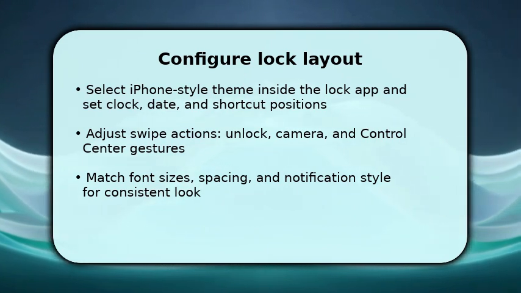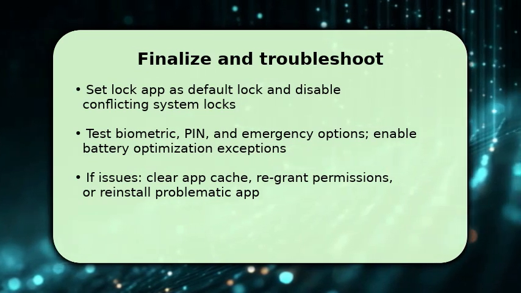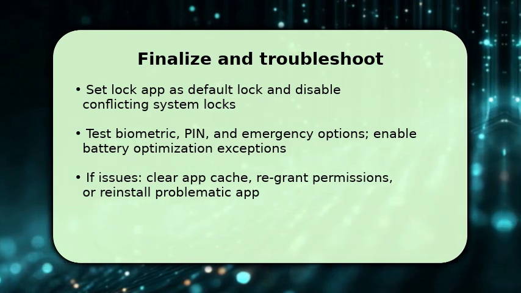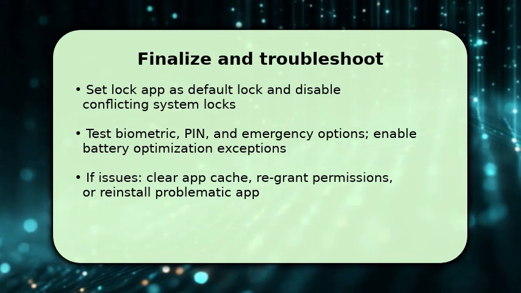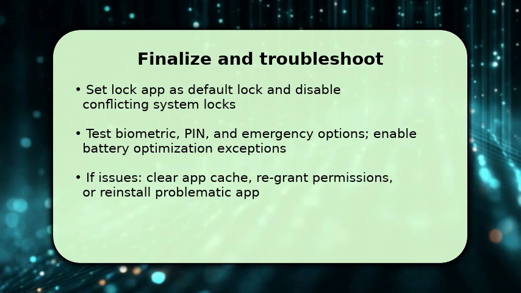You finish by making the lock app default. Disable the system lock or set the new app as the lock provider so your changes persist. Then test biometric unlock, PIN entry, and emergency call behavior to ensure accessibility. Also exempt the lock app from battery optimization so it stays active.